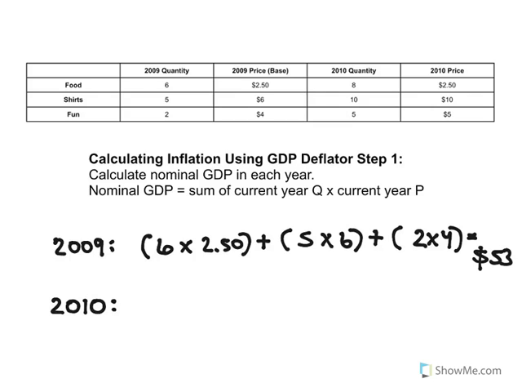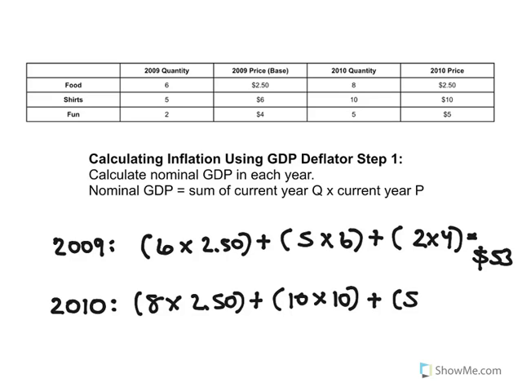Okay, and then we've got 2010, and so again, we're going to use 2010 quantities, 2010 prices. We're not adjusting for inflation, so the base year doesn't matter here. We're just going to use that year's quantities and prices. So it's going to be 8 times $2.50 for the food, plus 10 times $10 for the shirts, plus 5 times 5 for the fun, and that gets me to $145.